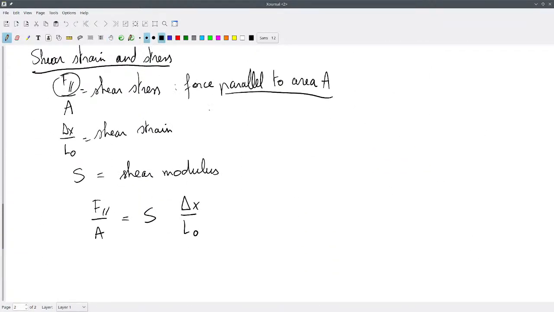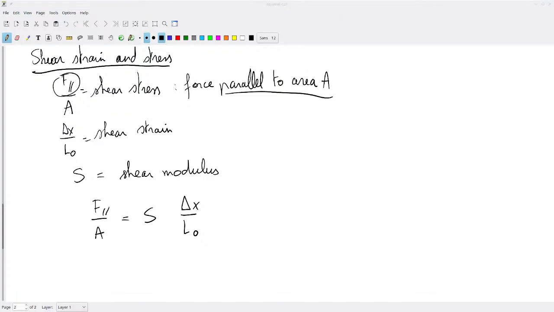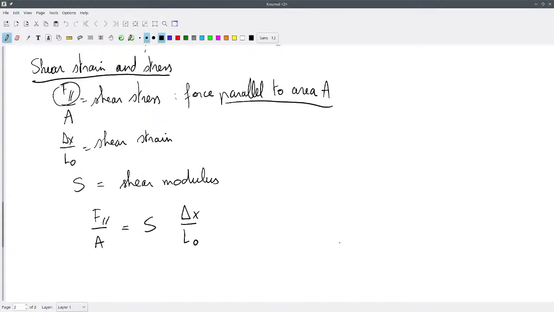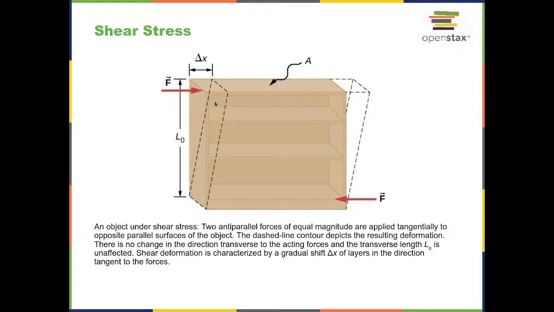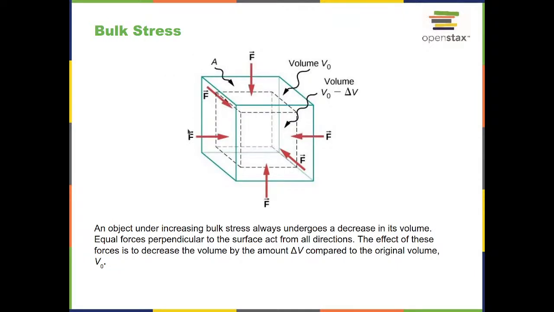So one final modulus that we need to introduce, in addition to shear stress and strain and compressive and tensile stress and strain, is bulk stress and strain. So bulk stress and strain is what happens when the force is now perpendicular to A, but on the entire volume. So if we look at an example here, now there's the same force working from all directions on the total outside volume of the object.